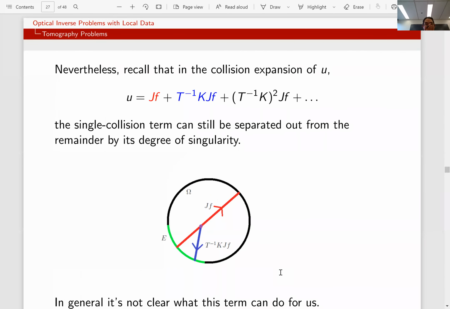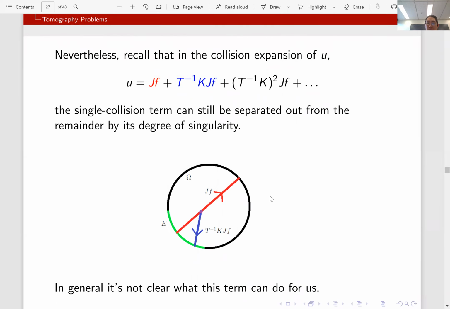And so what you can do instead is you can recall that in a collision expansion of U, if you have sufficiently singular boundary sources, the ballistic term is particularly singular, but the first collision term, the single collision term, is also a little bit singular, right? It's not supported everywhere. You can only see this term if you happen to be looking in the exact direction of the laser pointer beam. So you can still separate out this single collision term from the rest of the collision expansion by its degree of singularity. And in general, it's not really clear what this term does for you because it's so nonlinear in terms of its dependence on the coefficient sigma.